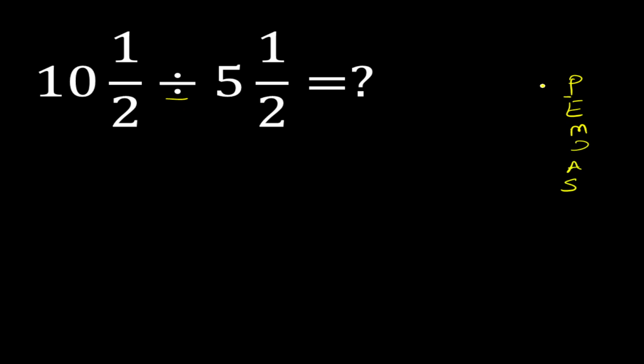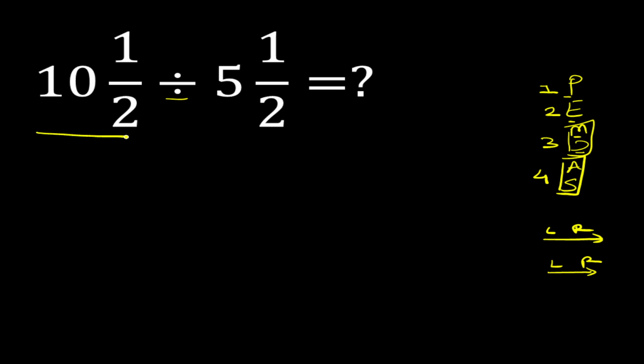According to PEMDAS, first priority is parentheses, then second priority is exponents, third priority is multiplication and division. Here multiplication and division both have equal priority, so we have to solve it from left to right. Fourth and last priority is addition and subtraction. Also both have equal priority, so we have to solve it from left to right.